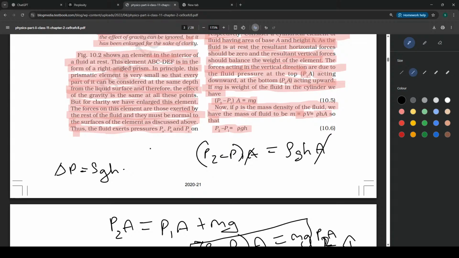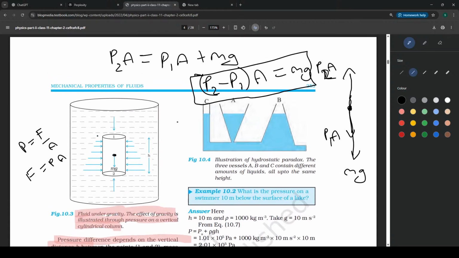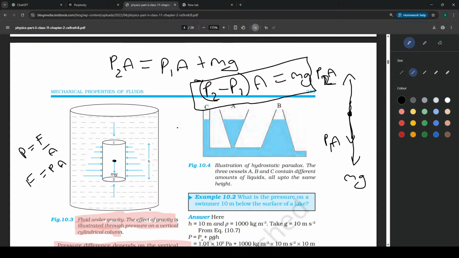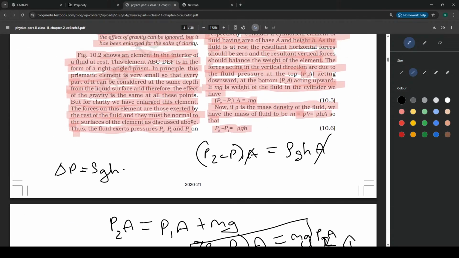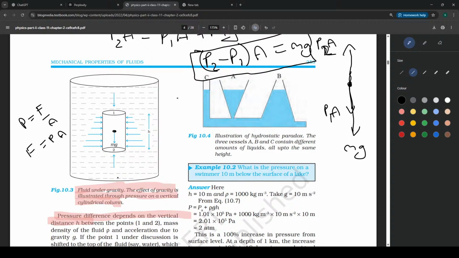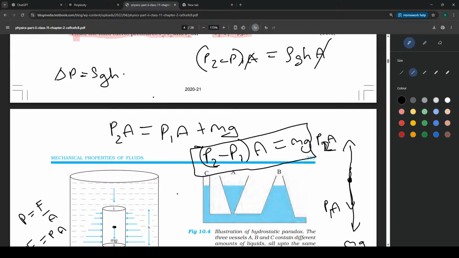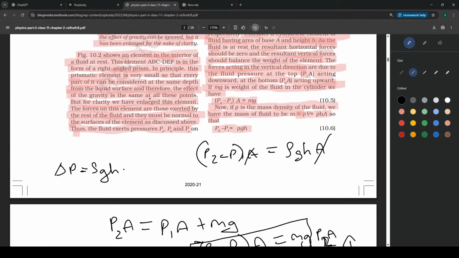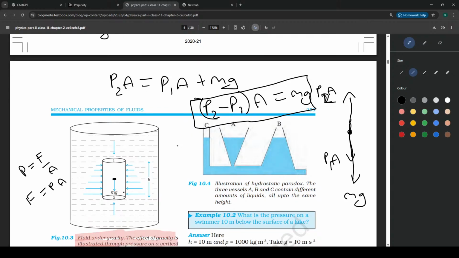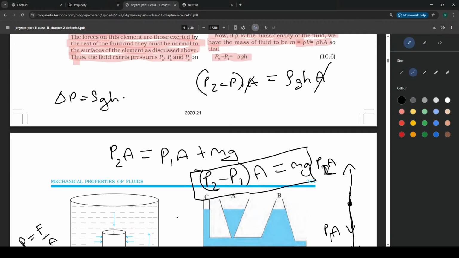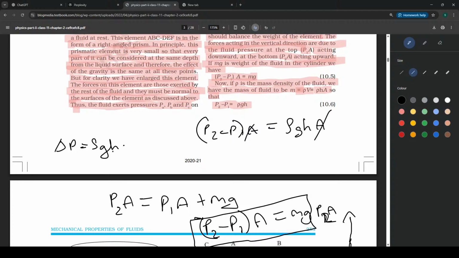The higher the distance between the surfaces at which we are measuring pressure difference, the higher the pressure difference. This h is the difference between the two surfaces between which we are measuring the pressure difference. So the higher the distance, or the higher the depth, the higher the pressure. If we observe, P2 is much greater than P1, so we can say as we go down, as the depth increases, the pressure will also increase.